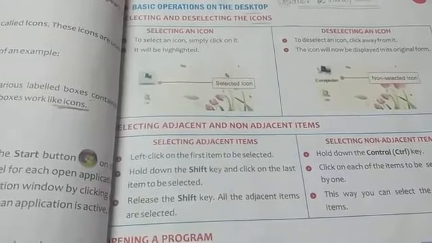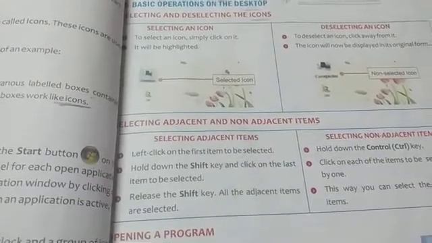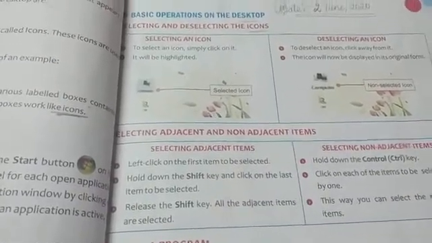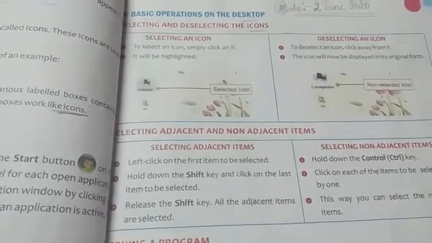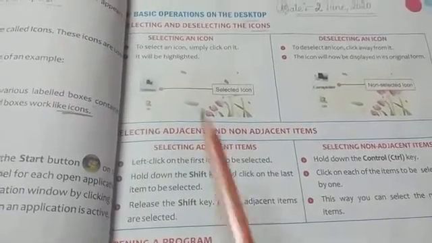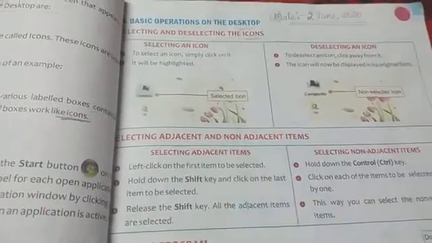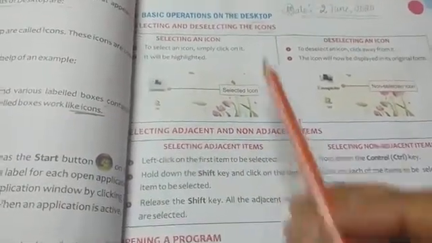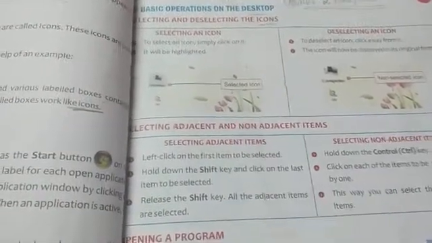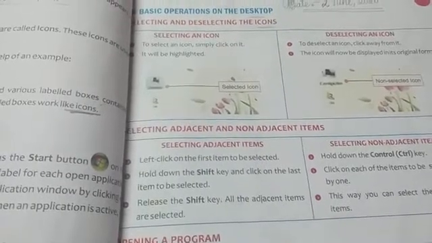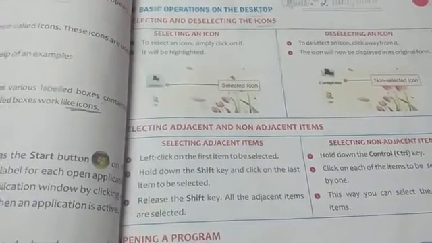In the previous video we started our lesson number 2, the GUI operating system, and today we are going to start our next topic, basic operations on the desktop. So what is desktop here? Desktop is the first screen that appears when you switch on your computer.